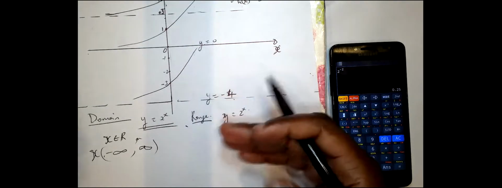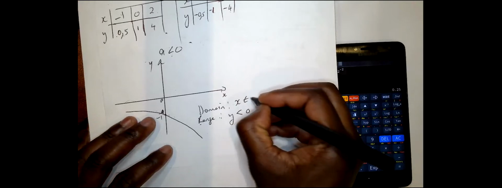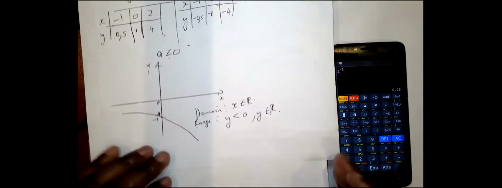So I'm just saying that because it's like this, okay? In this case here, the range is y less than 0, y an element of real numbers. And always, the domain for an exponential, no matter which graph you're dealing with, remains the same. x is an element of real numbers. It can occupy any value because it's open. It's not restricted on the x-axis, okay? That's what you must remember there.